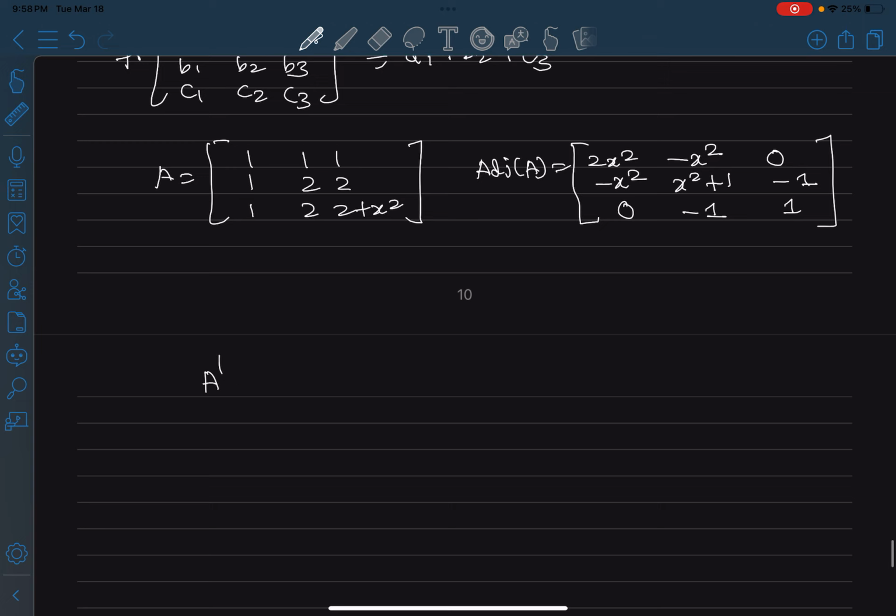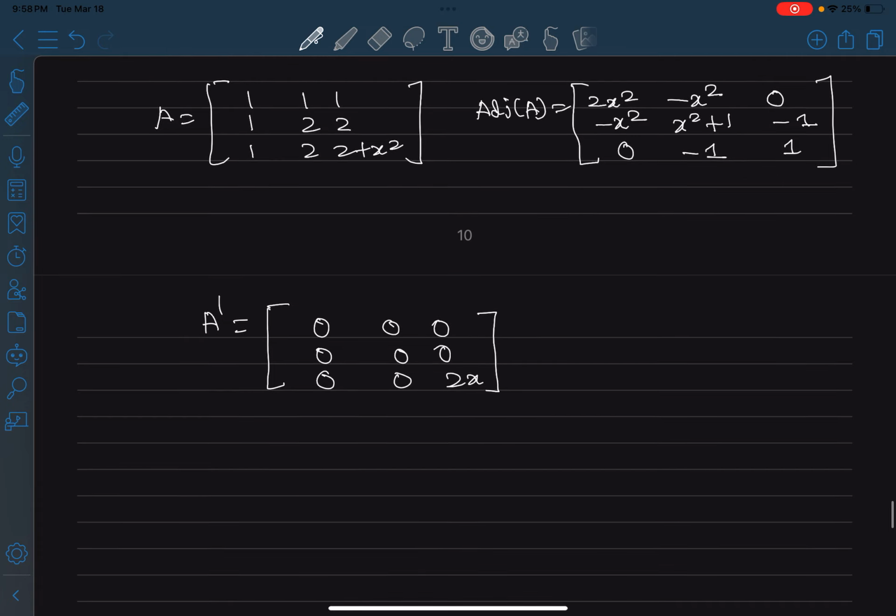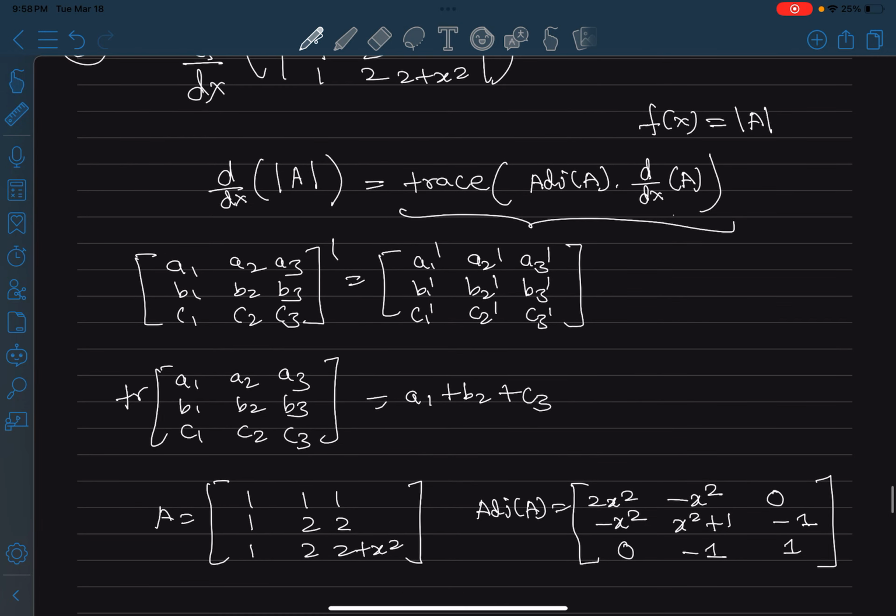And A prime will just be, since all are constant, 0, 0, 0. That derivative will just be 0. And for the last element, it will be 2x, right? Now we need to find the product of the adjoint and the derivative of the matrix, and then take the trace.